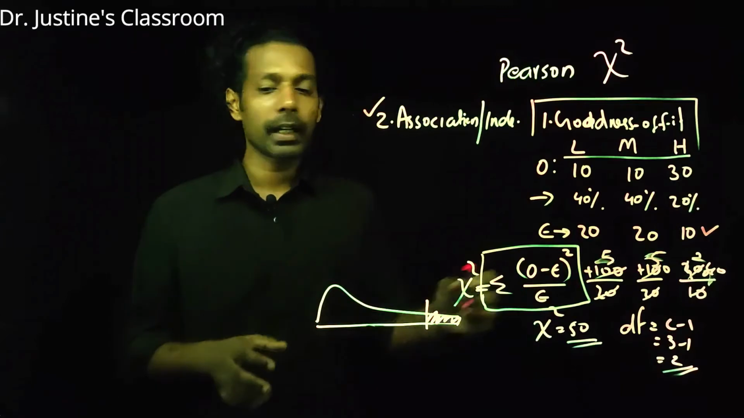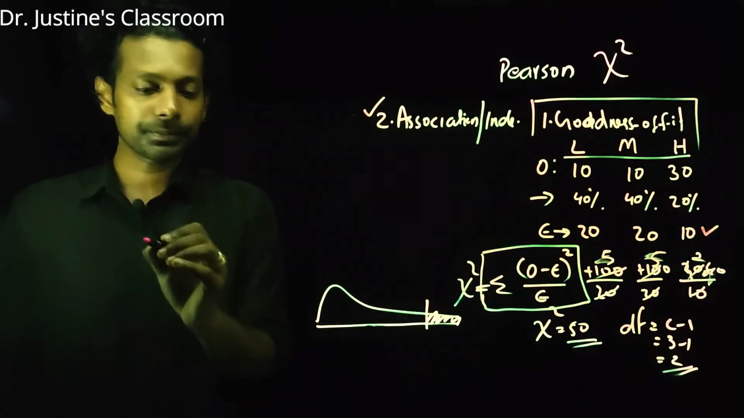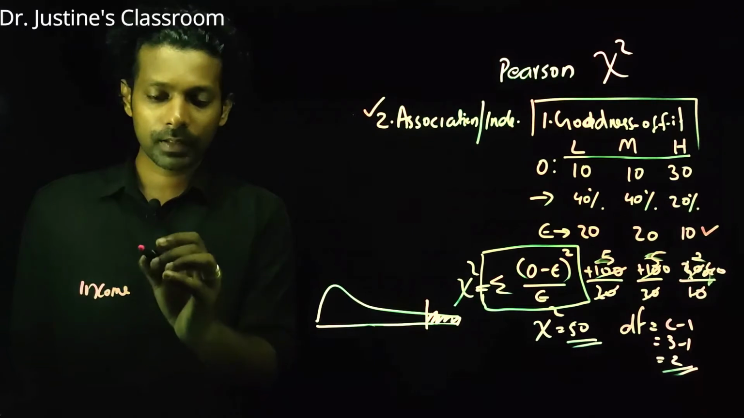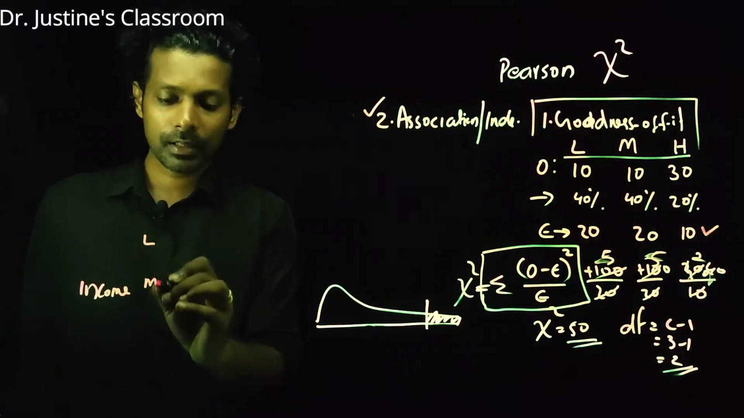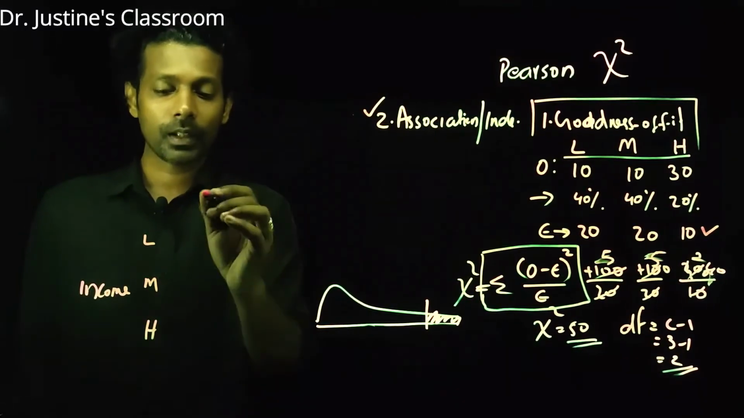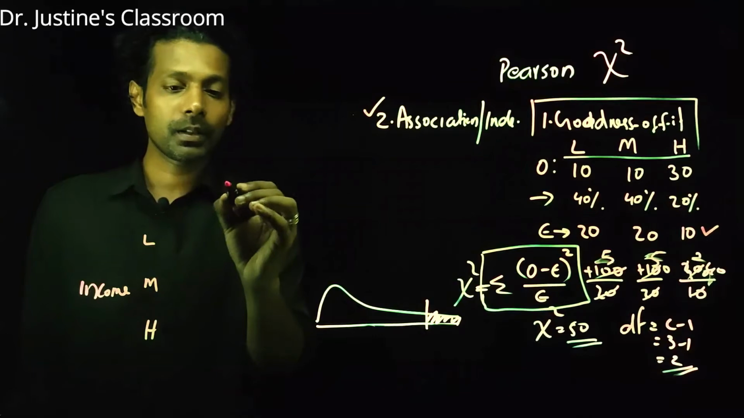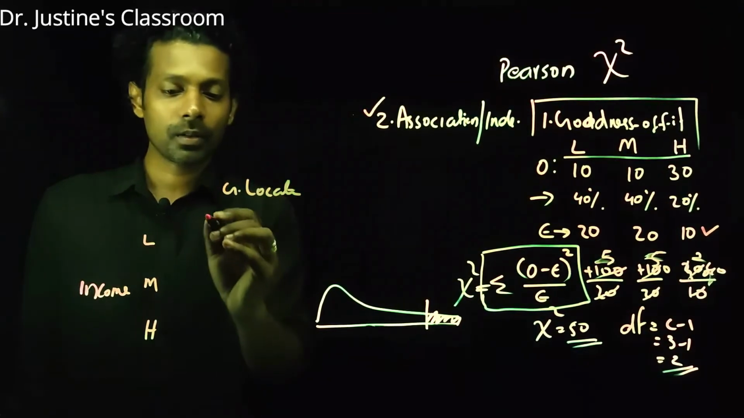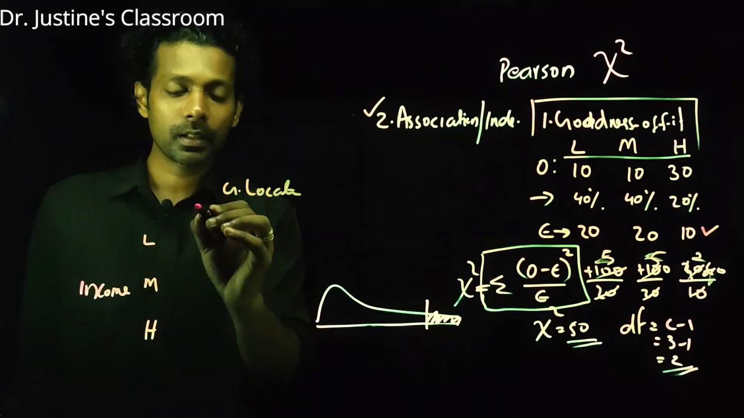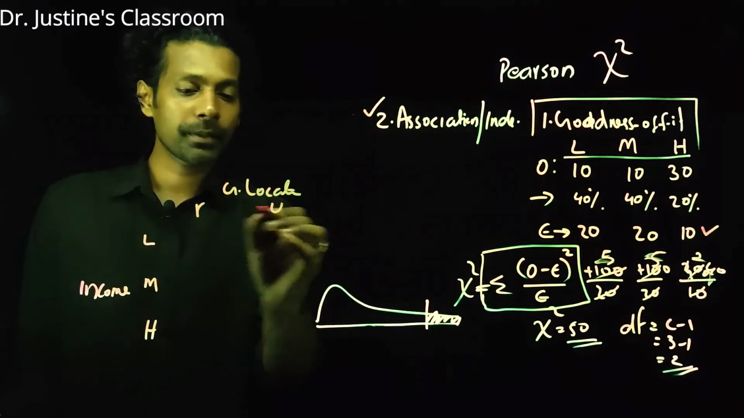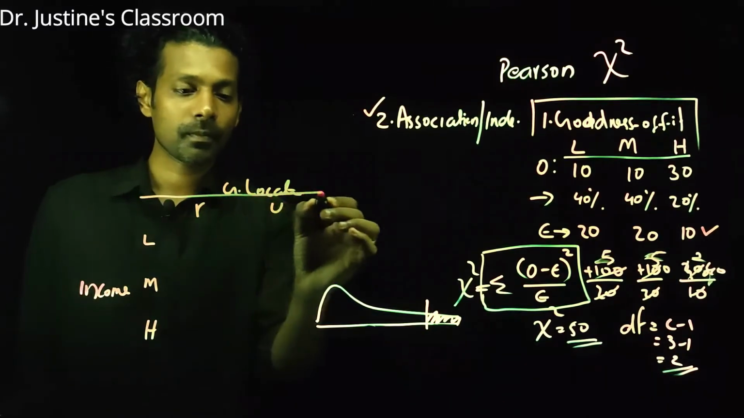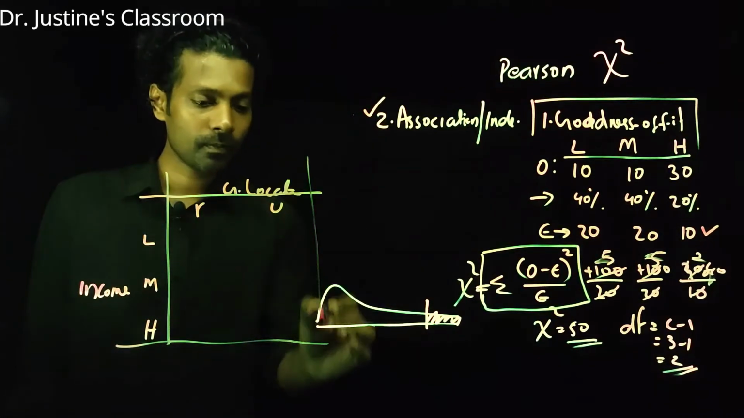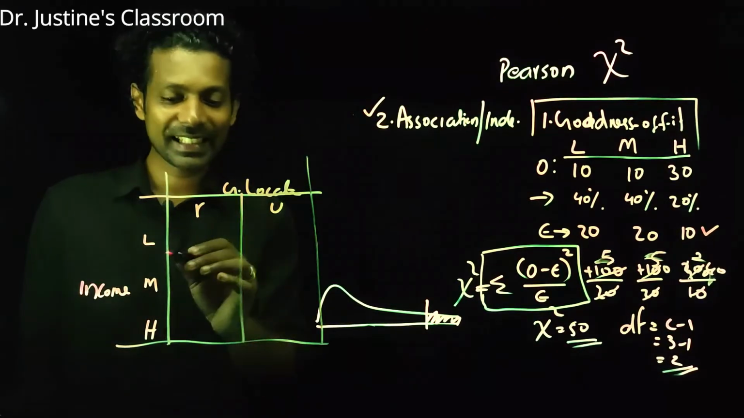Okay, so I have a variable here. So let us say income, and this has low, middle and high, and I have a location. I'm just taking a geographical location. So I have categories like rural and urban. Now this is called a contingency table, okay?